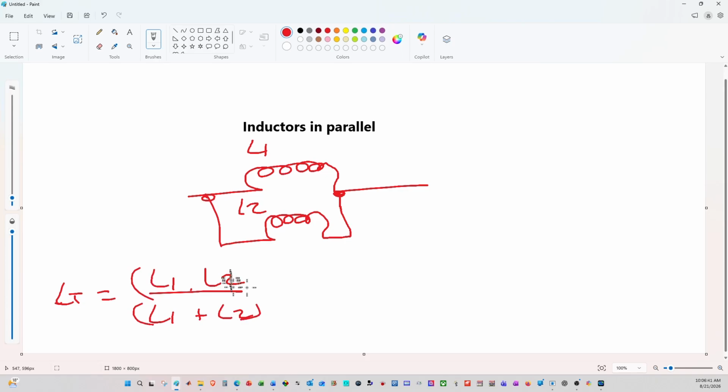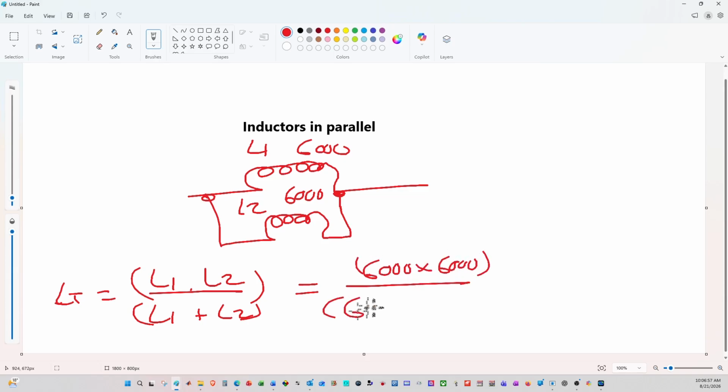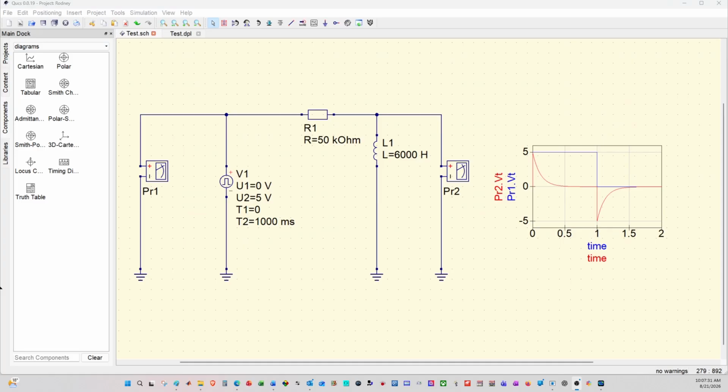And always put that in brackets if you're using a calculator, which is going to give me a value. Now each of those is going to be 6,000 Henry. So I'm going to have 6,000 times 6,000 divided by 6,000 plus 6,000, and that should give me a total of 3,000 Henry, which I can now put in my simulator. So I'll put in the 3,000 Henry. Is that going to take? Yes, I'll put in the 3,000 Henry.